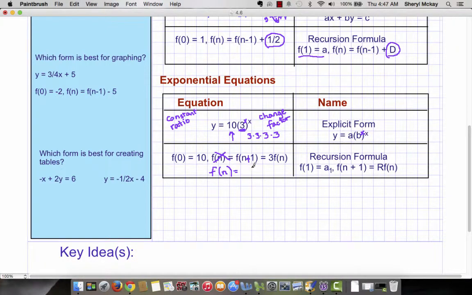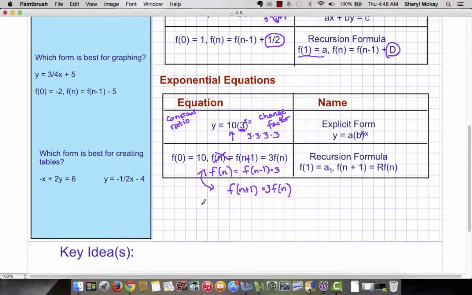F of n equals f of n minus 1 times 3. But the way I've written it here is f of n plus 1, meaning the next term, is equal to f of n, which was the term before f of n plus 1, times 3. Both of these two mean the same thing. It's just really thinking about what they mean, okay?